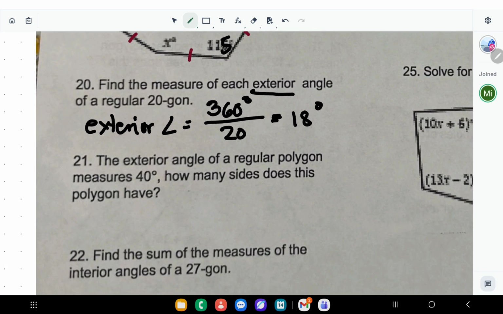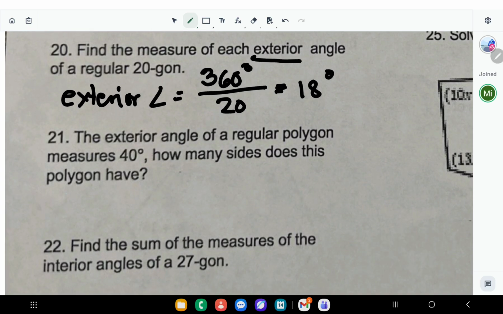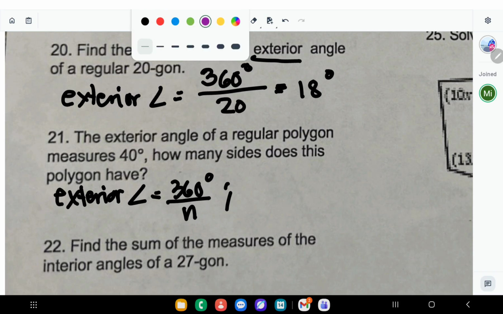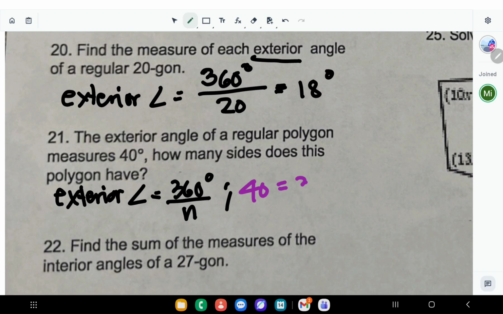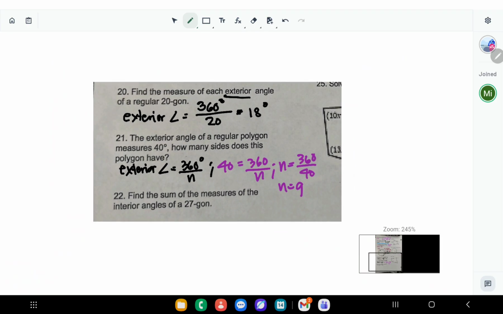Then 21. The exterior angle of a regular polygon is 40. So the same formula, exterior angle is 360 divided by n. We don't know the sides, but we're given the exterior angle. That is 40 equals 360 over n. So what is n? The 360 over 40, right? Okay, so n is 9.